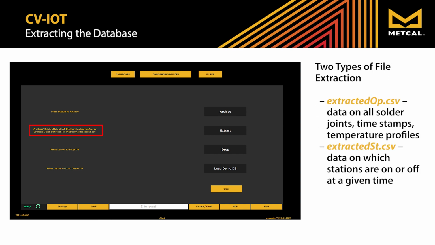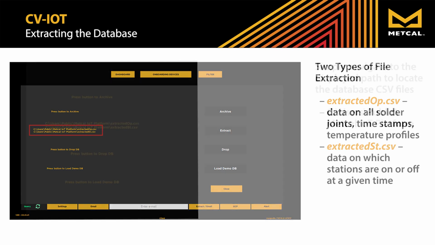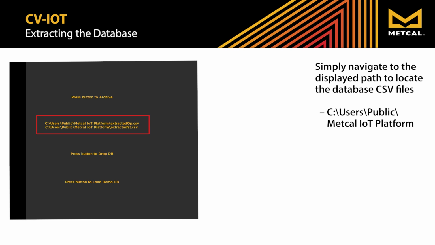Extracted op.csv is data on all solder joints, timestamps, temperature profiles, etc. Extracted st.csv is data on which stations are on or off at a given time. Simply navigate to the displayed path to locate the database CSV files.